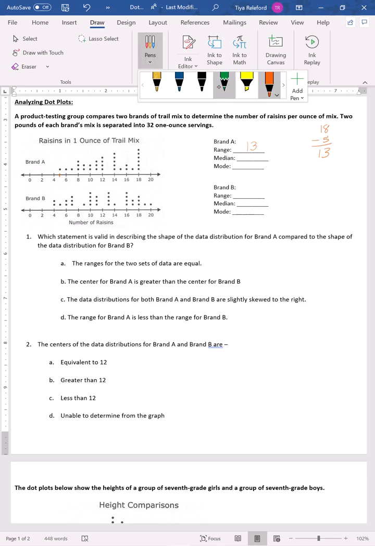Now I'll give you a minute. I want you to find the range for B on your own. So the greatest number is 20 and the lowest number is 4. So the range for brand B is 20 minus 4.